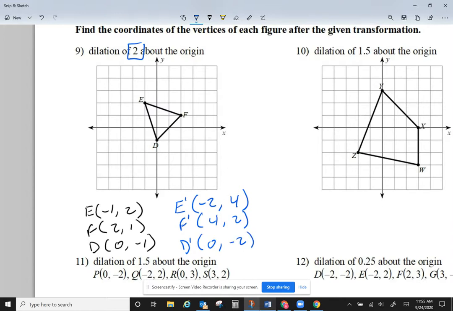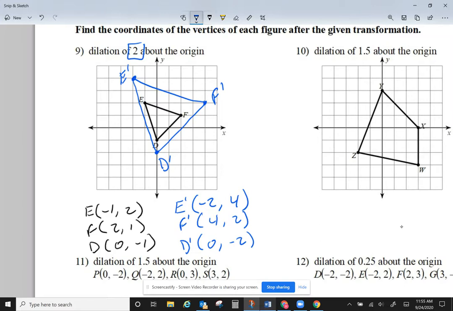If I plot my points, -2, 4 gives me my point E prime. 4, 2 gives me my point F prime. 0, -2 gives me my point D prime. If I connect my points, you can see that the image got bigger. Remember I said if the scale factor is more than 1, I expect the image to get bigger.